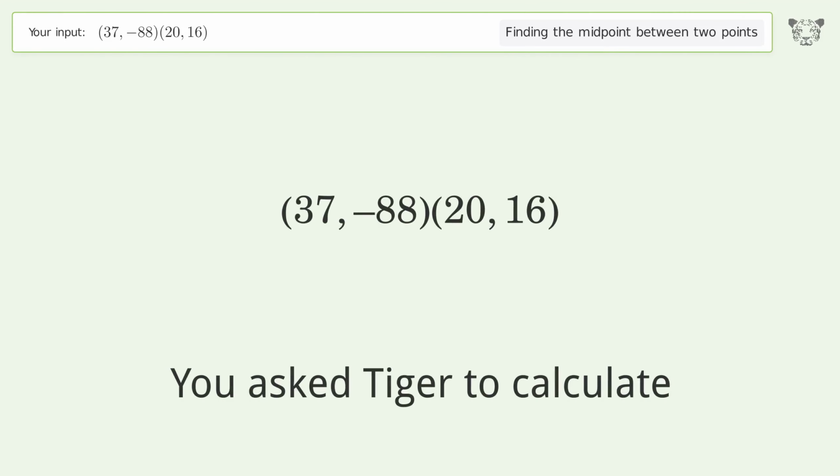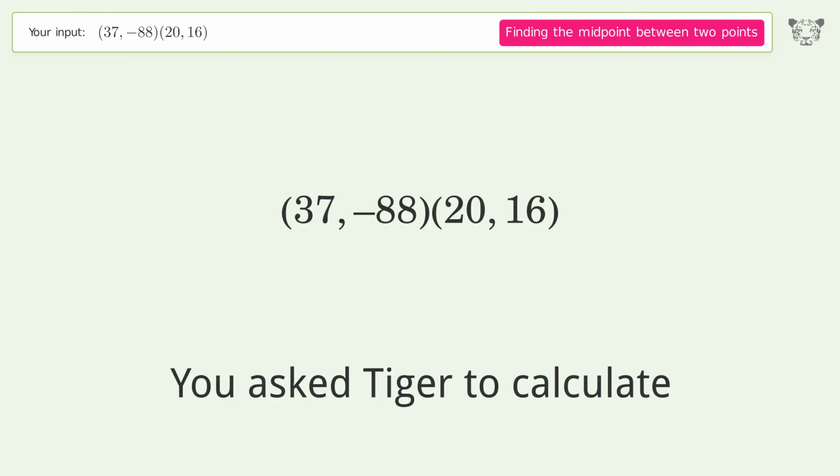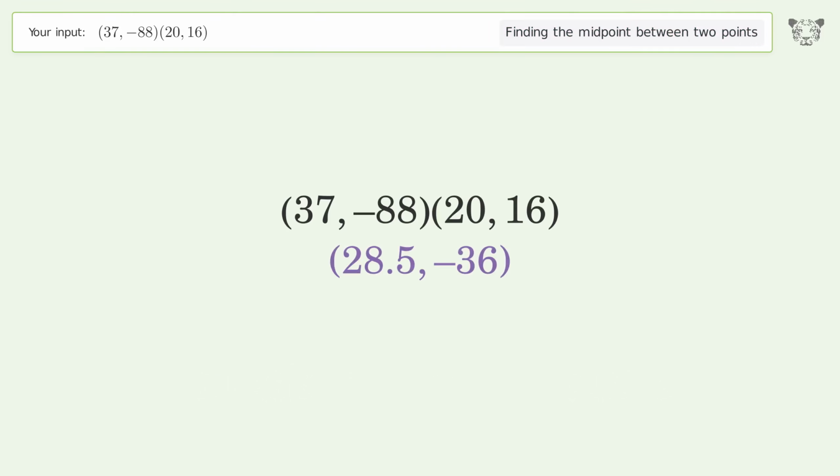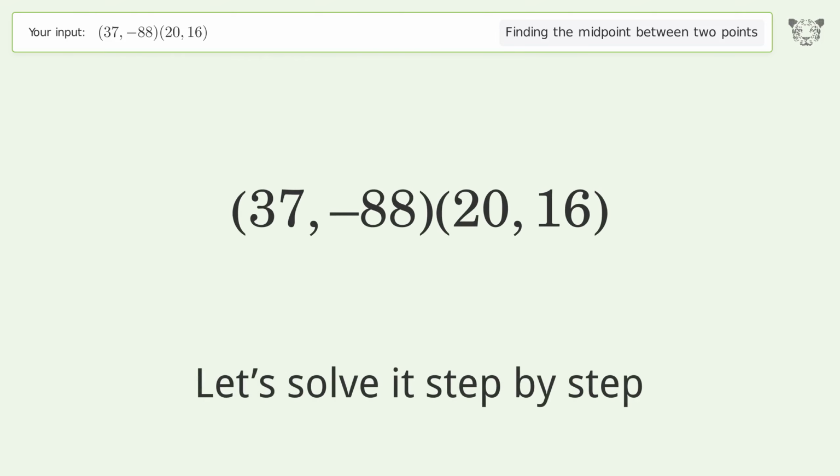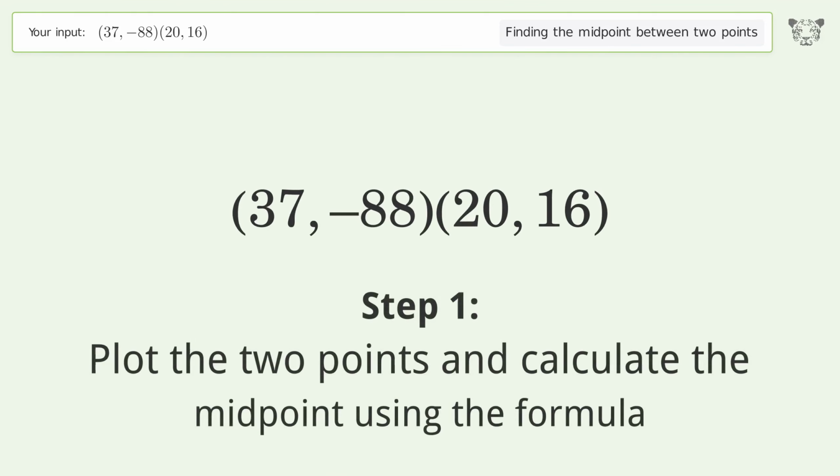You ask Tiger to calculate. This deals with finding the midpoint between 2 points. The midpoint between the 2 points is 28.5, negative 36. Let's solve it step by step. Plot the 2 points and calculate the midpoint using the formula.